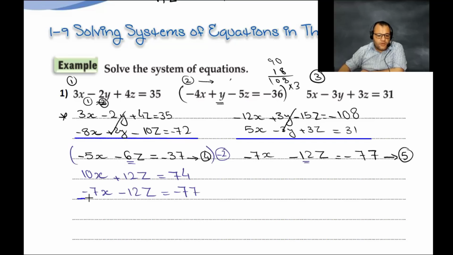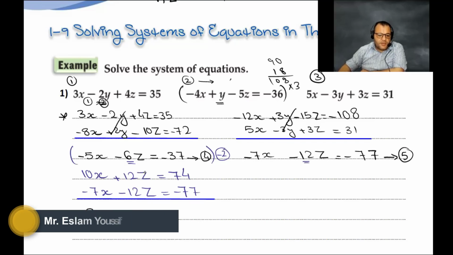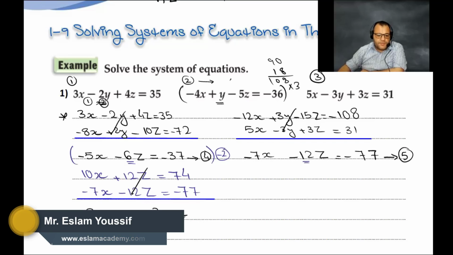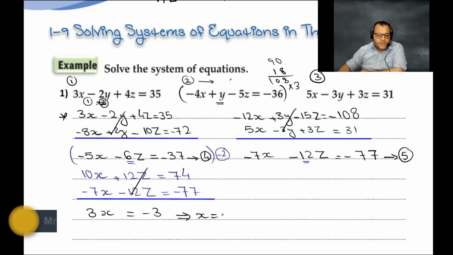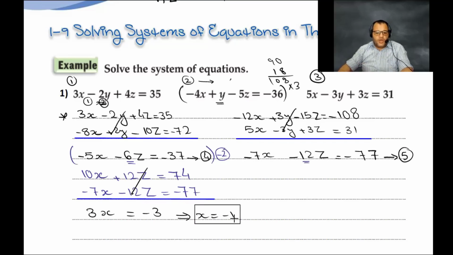Now we need to solve. 3x equals negative 3. That means x equals negative 1. So that is the first one. I choose x. Now we have x. You can use it in this equation number 4 to solve.